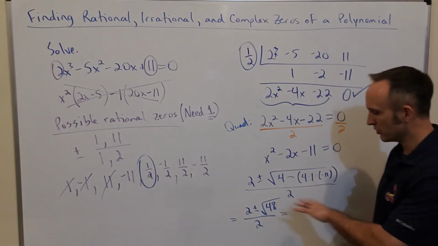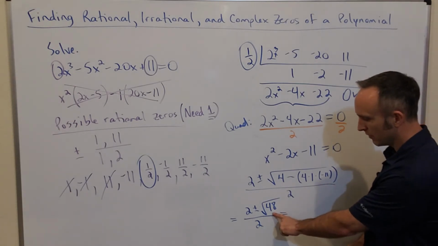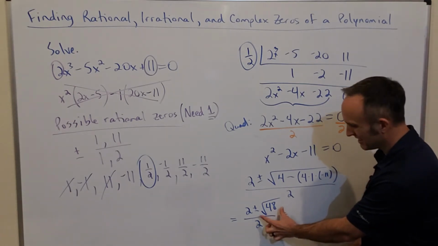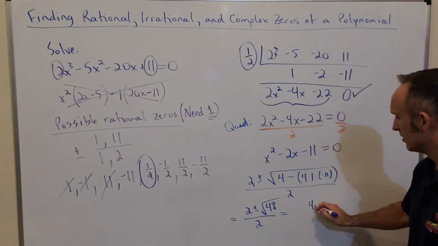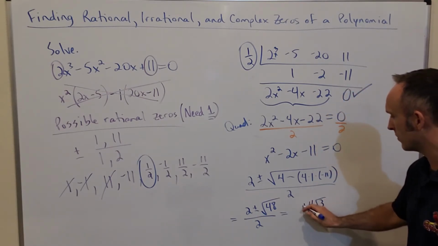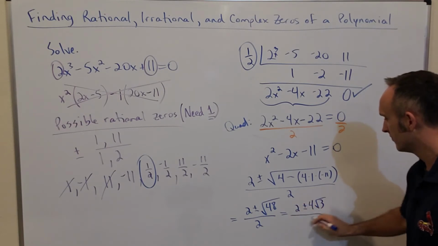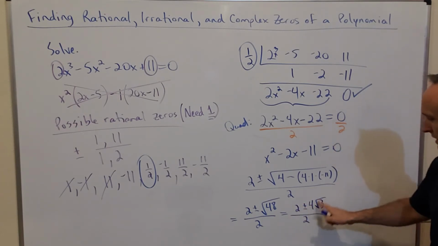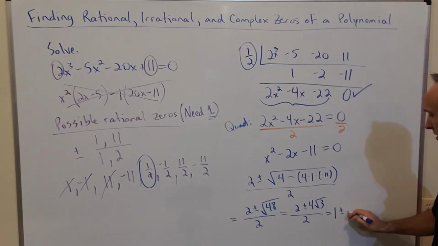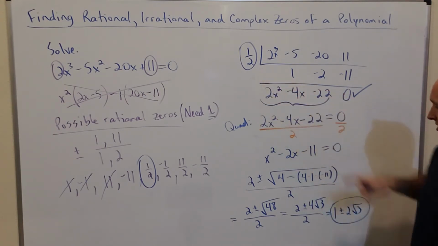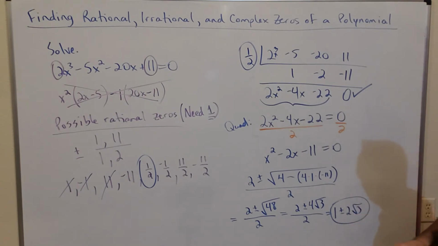And then you can use your calculator or whatever, but 48 splits apart to be 16 times 3. And the square root of 16 is 4. So this is the same thing as 4 times the square root of 3. And then since both of these terms are divisible by 2, I could rewrite this as 1 plus or minus, right, I divide both by 2, and I get 1 plus or minus 2 square roots of 3. Okay? So I've got 1/2 as a 0, and I've got these guys as zeros.